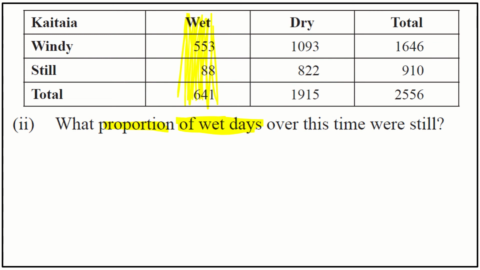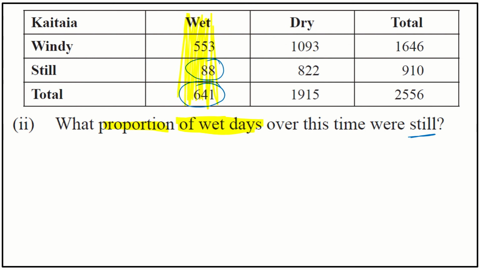And I want to focus and say from those wet days, so there are 641 wet days, how many of those were still? So that is 88. So this is a conditional probability.